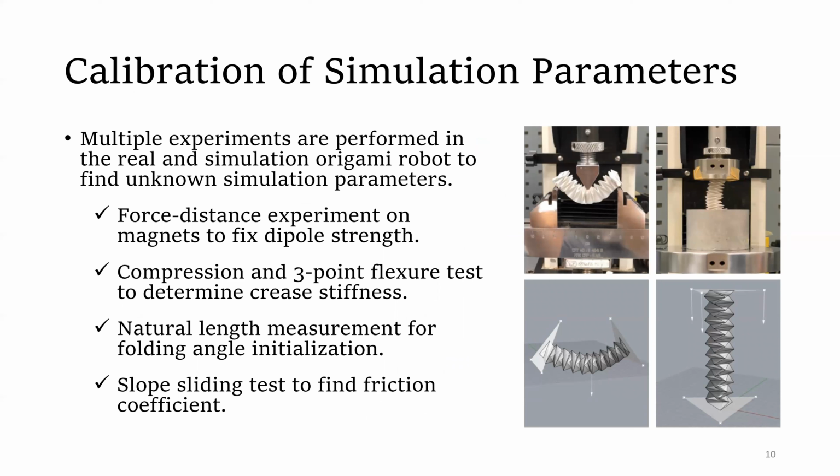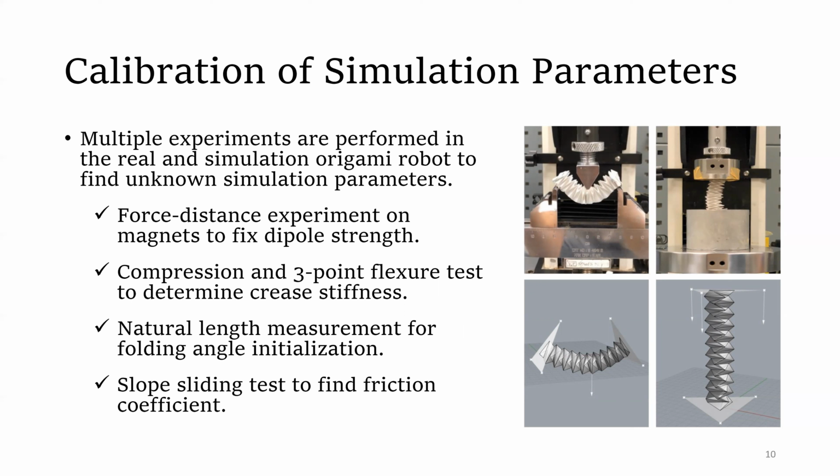The simulation has several constants to be fixed to obtain the realistic dynamics as seen in the real origami. These constants are estimated by performing multiple experiments on the real and simulated setup of the origami. The hinge stiffness of the origami is the most important parameter as it dictates the amount of bending in the origami. We set up a compression and 3-point flexure test to obtain the force deformation curves of the real origami as shown in the figure.